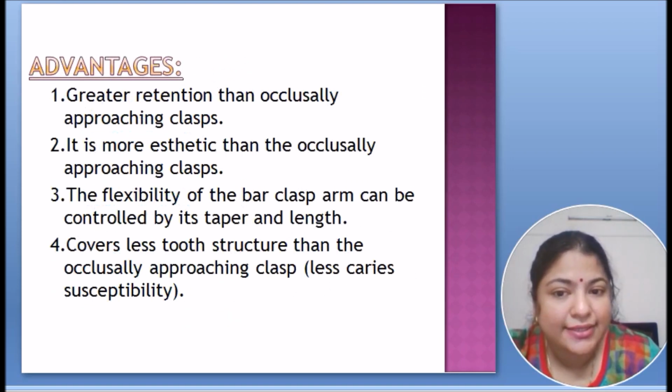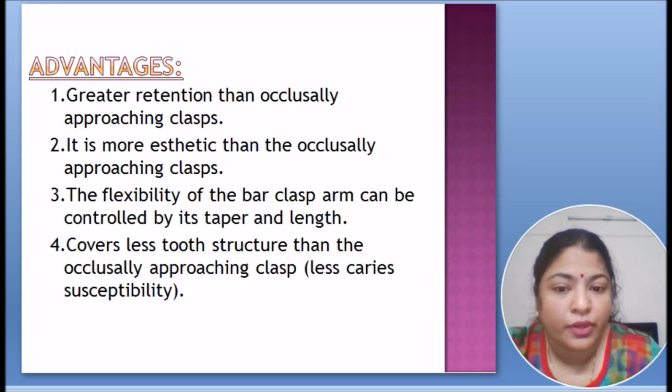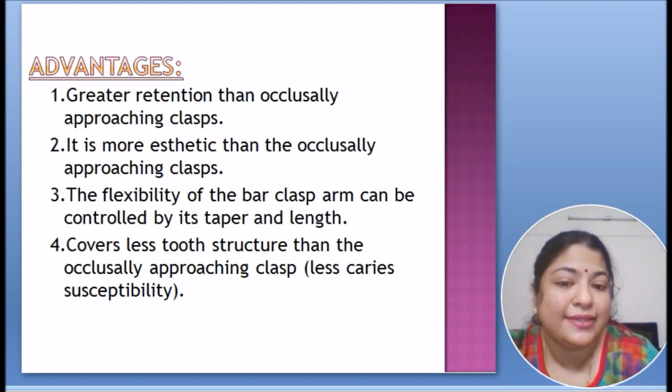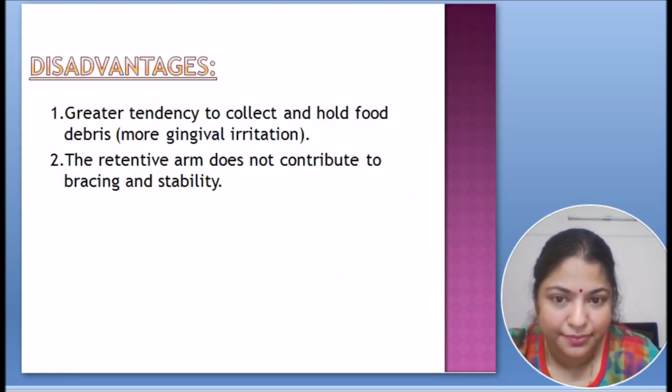The advantage is, as we said, that it provides a push type of retention. It provides greater retention. It is more aesthetic because it is not seen on the occlusal two thirds; it comes from the gingival surface. The flexibility can be controlled by the length of the arm and its taper, and it covers less tooth structure than the occlusally approaching clasp, and therefore it is less caries susceptible.